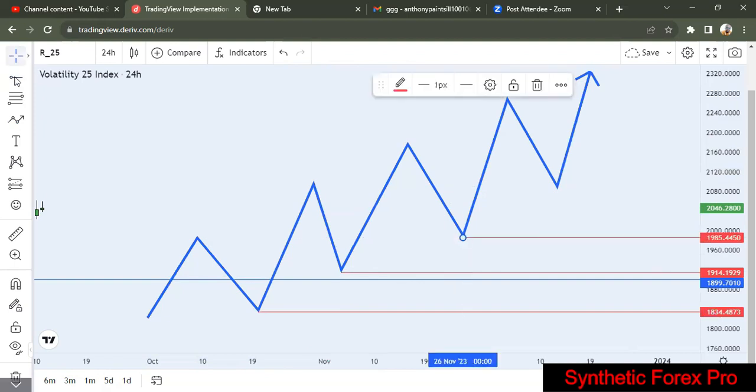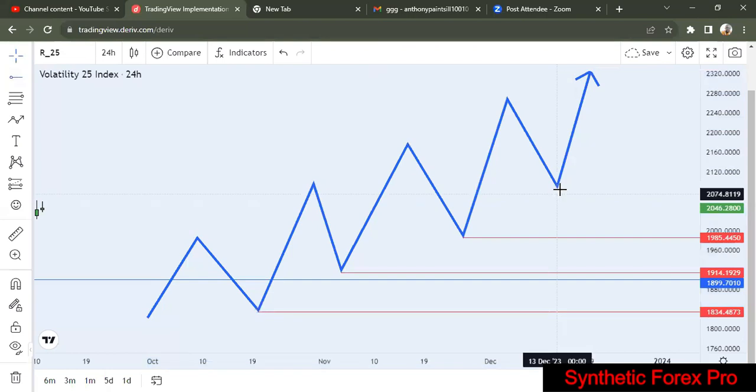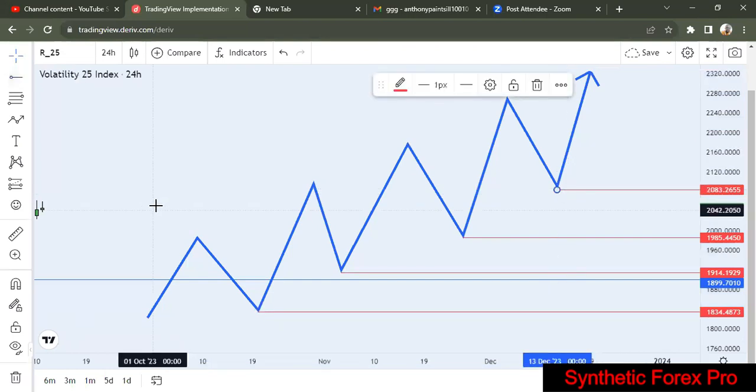Which type of market are we buying? Which type of market do you see? Are we moving upwards or are we going downwards? Are we trending upwards or are we trending downwards? Quickly, you can pause and then answer this for yourself. Which type of market are you seeing? Are we trending downwards or are we trending upwards?